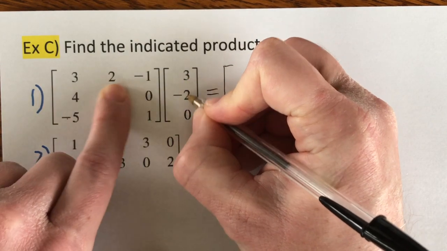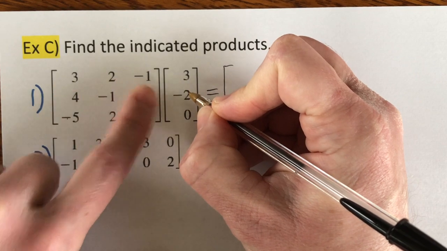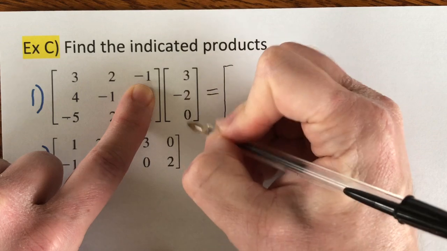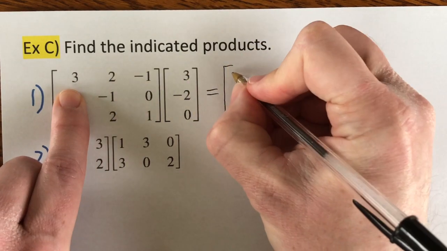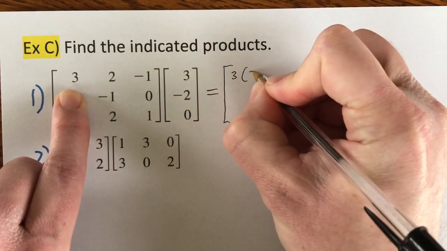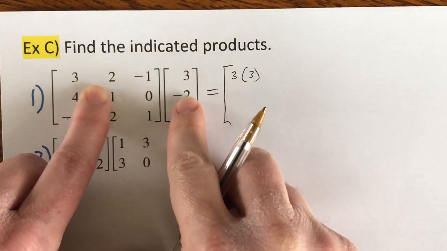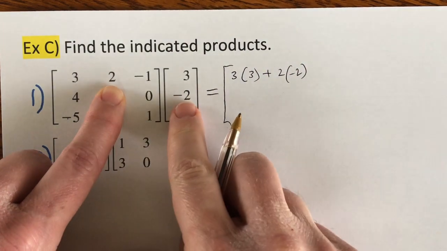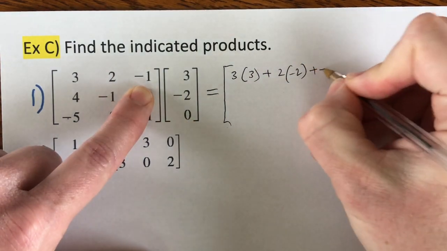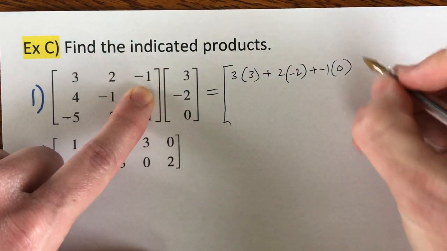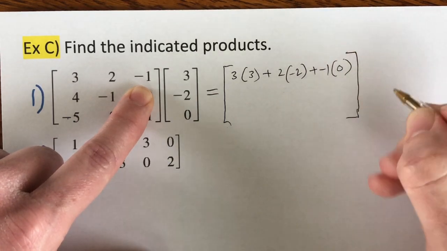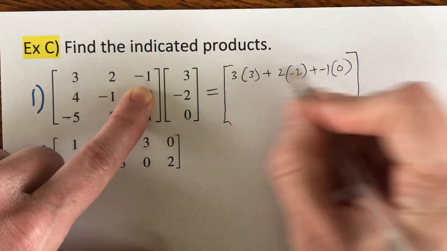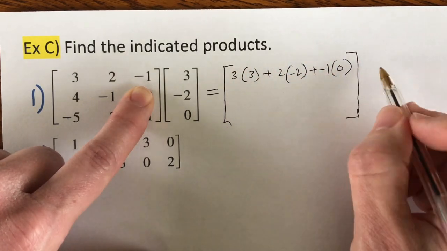So we're going to go again from left to right in our first column, first row, and then top to bottom, looking at our column in our second matrix. So here we go. 3 times 3, then we move. Plus 2 times -2, plus -1 times 0. Close bracket. That's going to be our first entry in our new matrix once we simplify this expression.